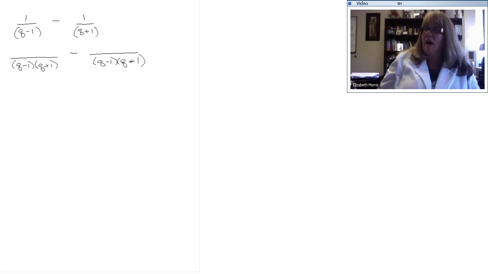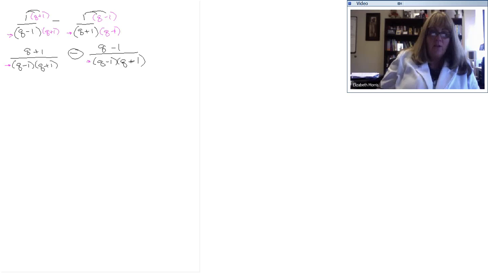Now, if I were to go from here to here, what did I do? I multiplied by q plus 1. And whatever we do to the bottom, we do to the top. So what do I get when I multiply q plus 1 times 1? I get q plus 1, don't I? All right, looking at the second piece, to go from here to here, I multiplied by q minus 1. So whatever I do to the bottom, I have to do to the top. Now, when I multiply on the top, 1 times q minus 1, I get q minus 1.